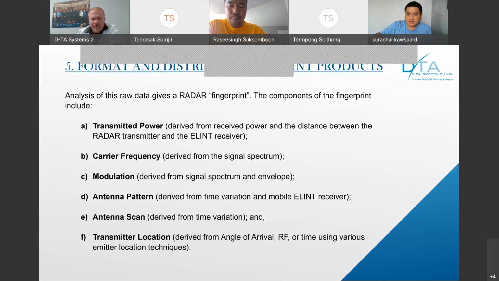And the components of the fingerprint generally include your transmitted power, derived from the received power and the distance between the radar transmitter and the ELINT receiver. Your carrier frequency, derived from the signal spectrum. Your modulation, derived from the signal spectrum and envelope. The antenna pattern, derived from the time variation and mobile ELINT receiver. Your antenna scan, derived from time variation. And the transmitter location, derived from the angle of arrival, the RF, or time using various emitter location techniques.